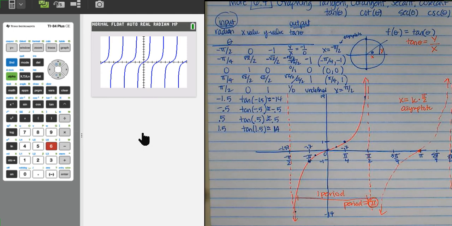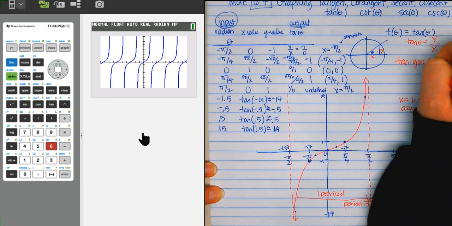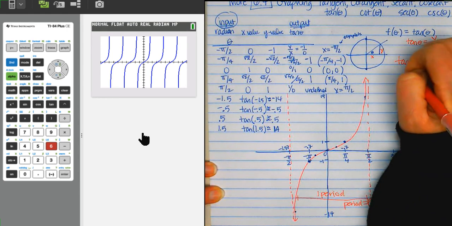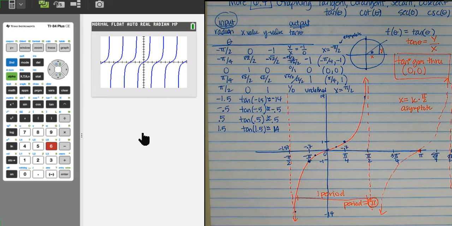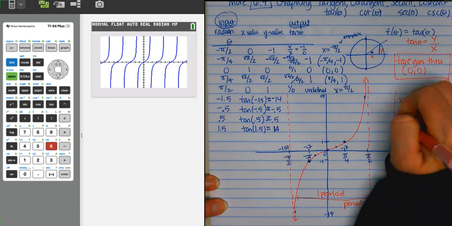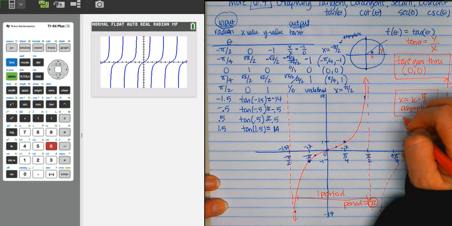So tangent goes through 0, 0. That's going to help you be able to tell it apart from cotangent. So tangent goes through the origin, and it repeats over and over again. This vertical line that would be right here is at pi over 2. So the things that you have to remember are that tangent goes through 0, 0, and it has an asymptote at every pi over 2. If you put a k as 1, k is some integer.